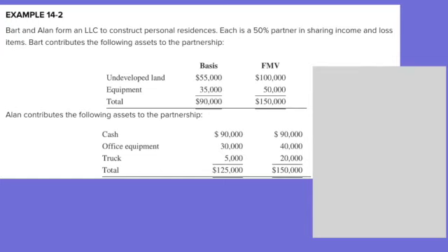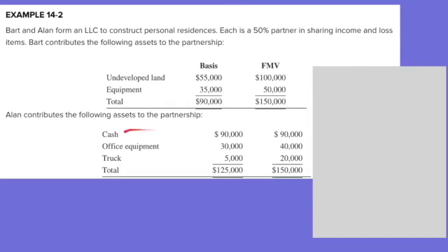Bart and Allen formed an LLC to build personal residences. Each is a 50% partner, sharing income and loss items. Bart contributes the following assets to the partnership. Undeveloped land, his basis is this column, fair market value is this column. His land, $55,000 basis, $100,000 fair market value. Equipment, $35,000 basis, $50,000 fair market value. So the total fair market value is $150,000. His basis in those assets is $90,000.